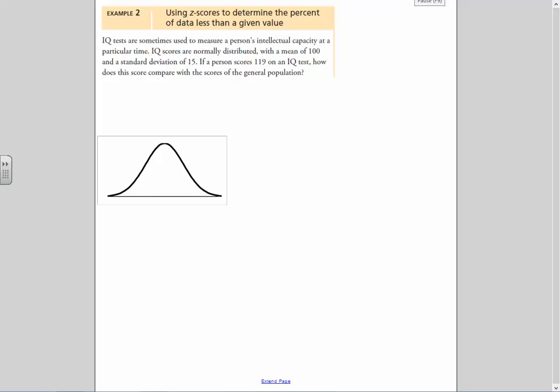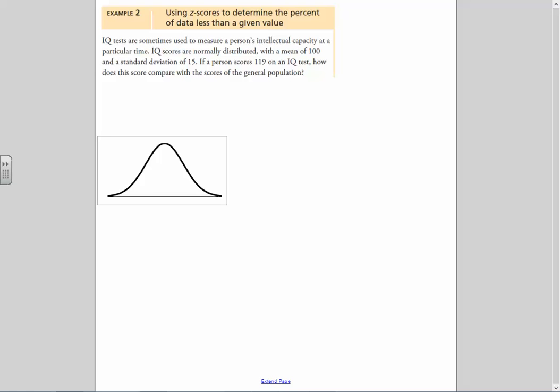We'll continue with another example now using z-scores, and this one is example 2 from your text. Here in this example, it says IQ tests are sometimes used to measure a person's intellectual capacity at a particular point in time. IQ scores are normally distributed with a mean of 100 and a standard deviation of 15.